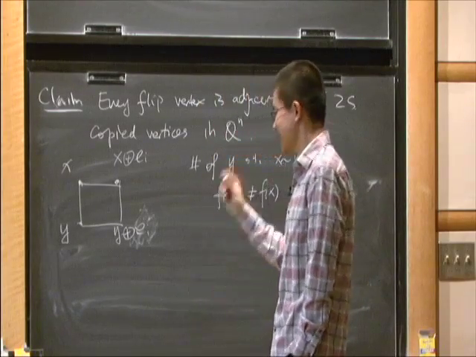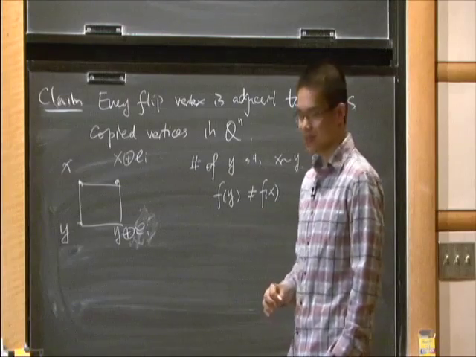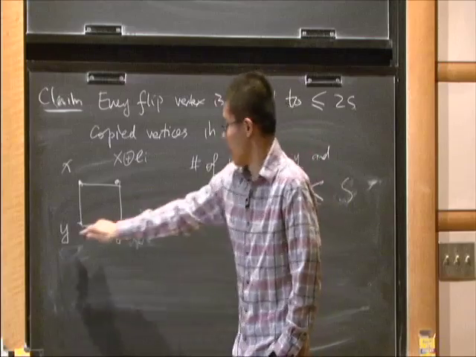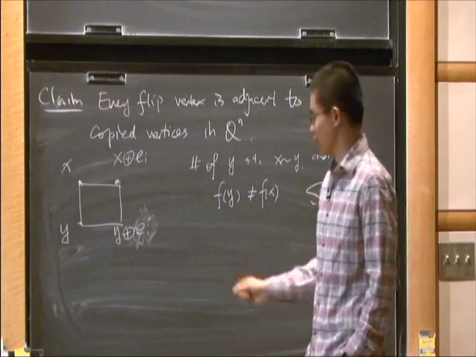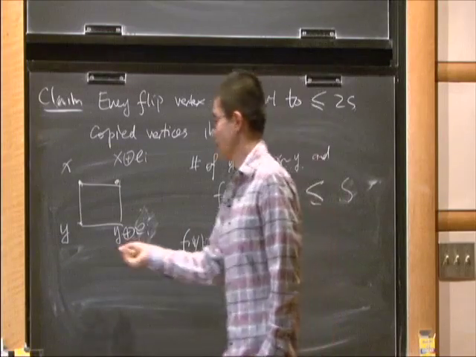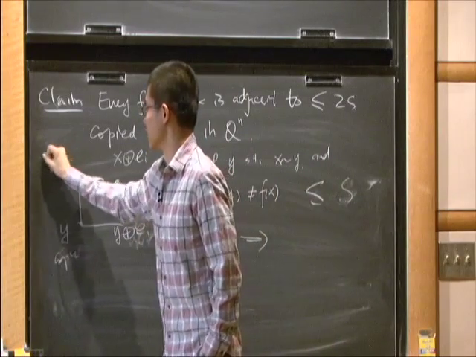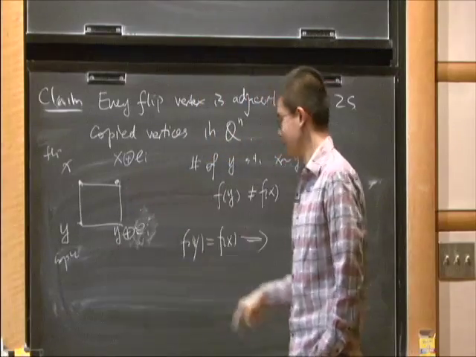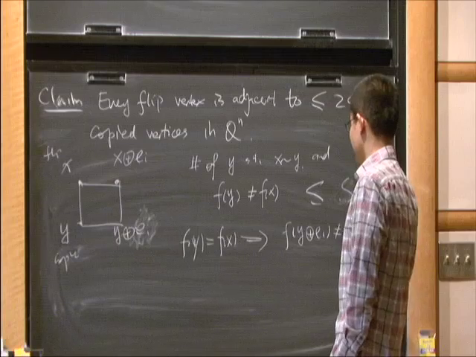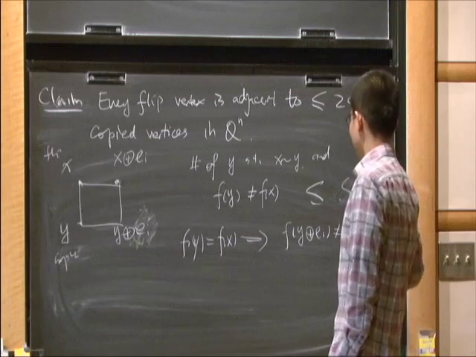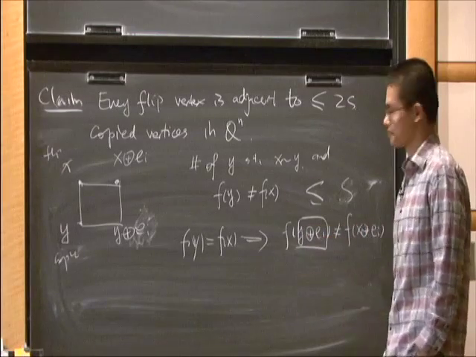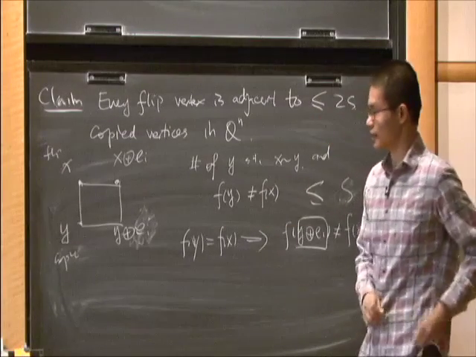Why do you get 2S for the claim? So I get S here, right? Because I only look at the case when F of Y is not equal to F of X. If F of Y is equal to F of X, then because Y is a copied vertex and X is a flip vertex, these two should have different color. So F of Y plus E_I is equal to F of X plus E_I. But then at most S vertices satisfy this condition. So there are at most 2S vertices in total.